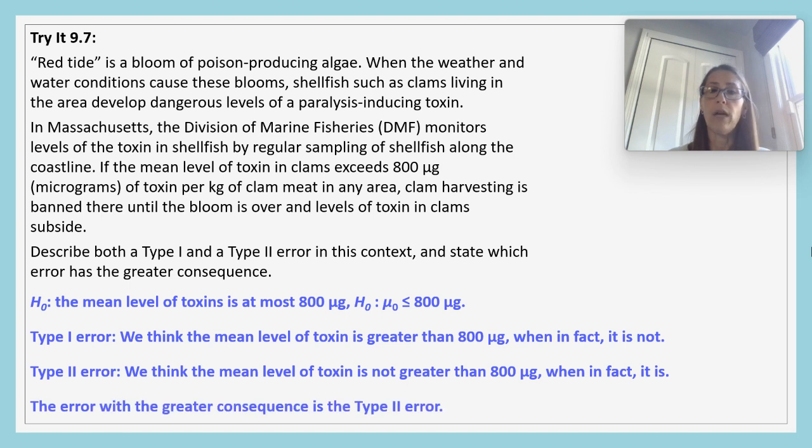Which one of these two has a greater consequence? Well, the type 2 error has a greater consequence because if you think the toxin level is safe, but it's not, then maybe people are eating the clams and getting paralyzed. Sounds terrible. Again, you have to think about what you're looking for, your null and alternative hypotheses, well, your null hypothesis, and then you think about your errors and which one has the greatest consequence. So that's section 9.2.